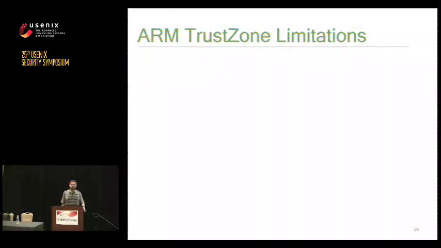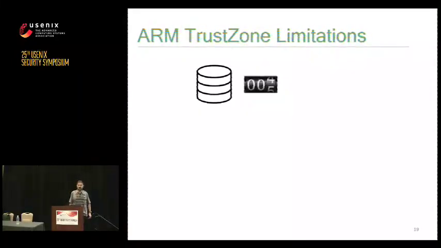ARM TrustZone suffers from several limitations. The TrustZone specification is silent on trusted storage. One could naively imagine you can encrypt all your data and store it on any regular form of untrusted storage. You can do that, but where do you store the encryption keys? Second, there is no secure counter. Yes, we can encrypt the data, but encryption alone does not prevent rollback attacks. How do you actually prevent against rollback attacks? You need a secure counter.